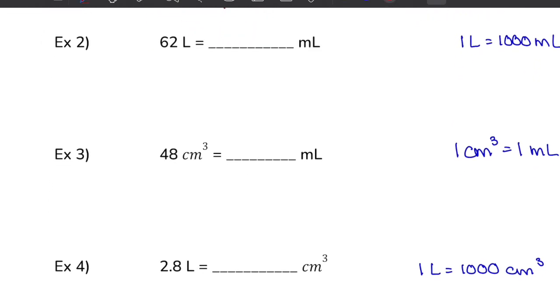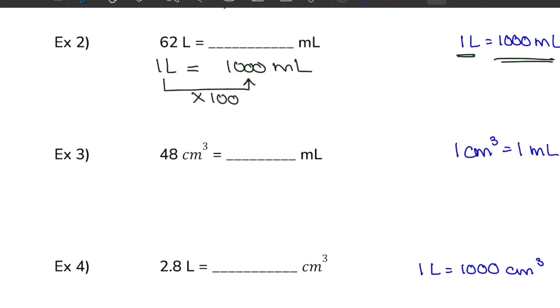Same procedure, same strategy. This time though, we're converting from liters to milliliters, so we switch things around. We still use the same relationship between liters and milliliters. So now we're going to line up the units. 1 liter is equal to 1,000 milliliters. To go from here to here, the numbers are getting bigger. We multiply by 1,000. 1 times 1,000 is 1,000. So here I also multiply by 1,000. And the answer is 62 times 1,000, which is 62,000 milliliters. And that is the answer.